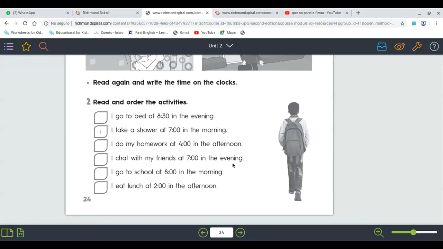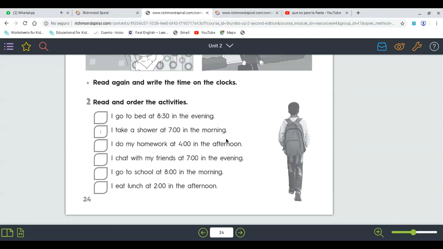¿Qué significa evening? ¿Qué significa afternoon? ¿Qué significa morning? In this case, we are gonna say that morning is mañana. Afternoon en la tarde, evening tarde noche o noche, lo podemos dejar así. Well, on this case, take a shower in the morning.